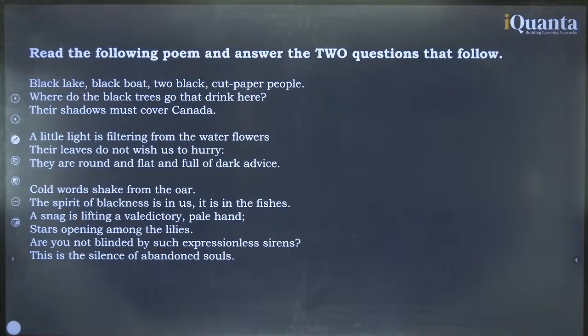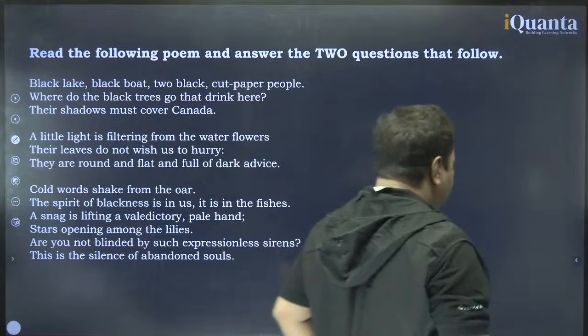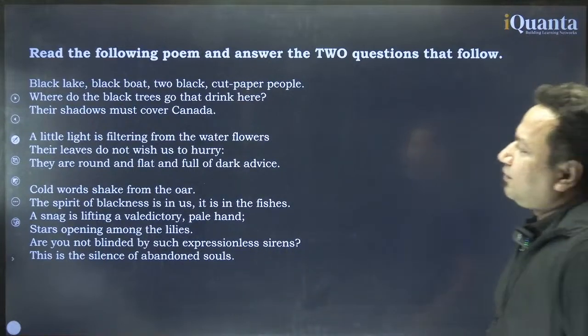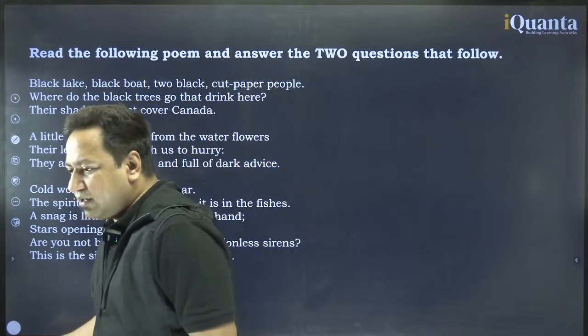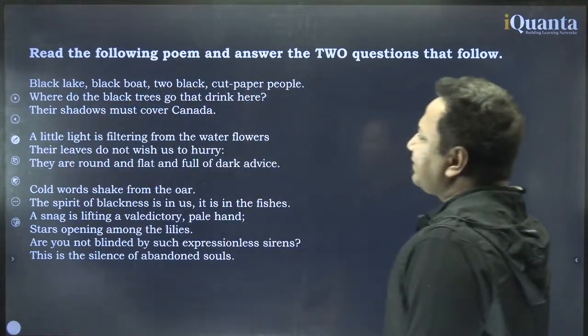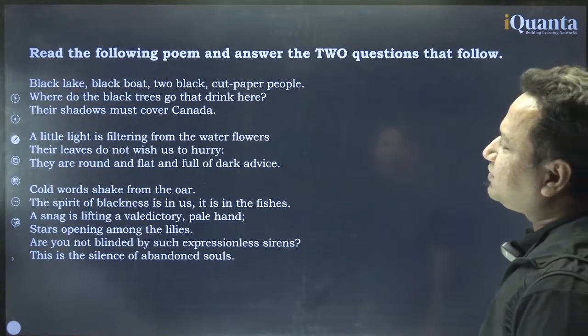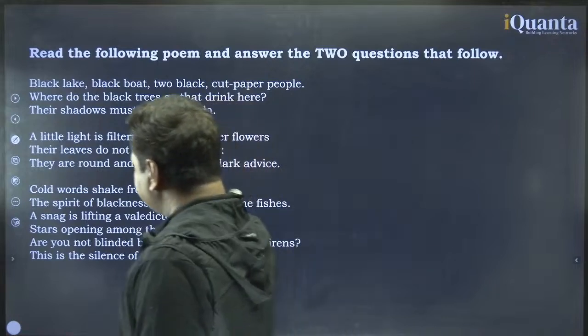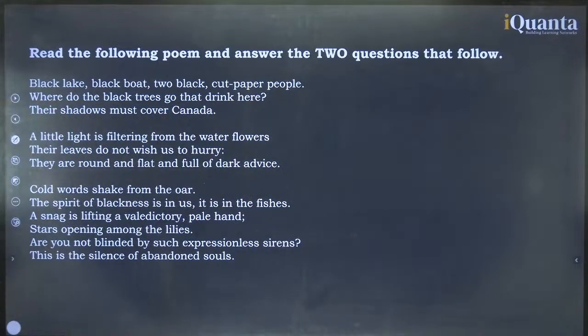Okay. So, you'll also feel that it's a kind of natural setting which the poet is trying to explain. Black lake, black boat, two black cut paper people. Where do the black trees go that drink here? The shadows must cover Canada. Okay. So what exactly has happened? Apart from the things that I told you, there's also one more thing. They are made by paper. They're made by paper.